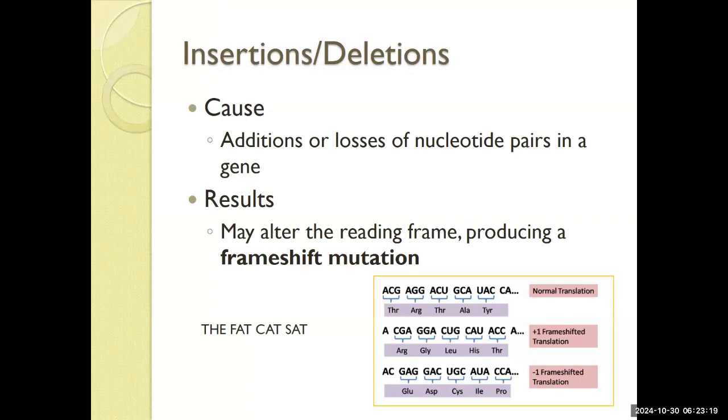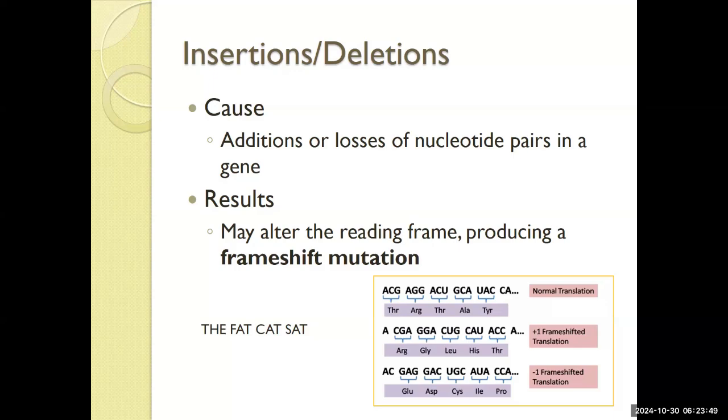The other type of mutation is the result of insertions or deletions. Any additions or losses of nucleotide pairs in a gene may alter the reading frame, producing a frame shift mutation. This is missense on high. It doesn't just change one amino acid, but every amino acid after the fact.